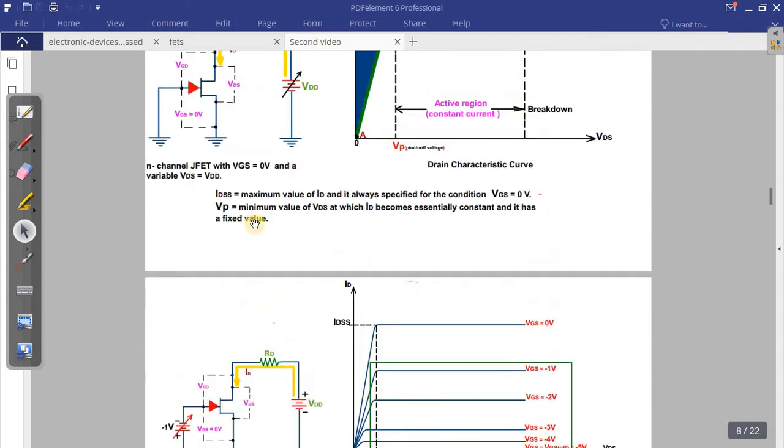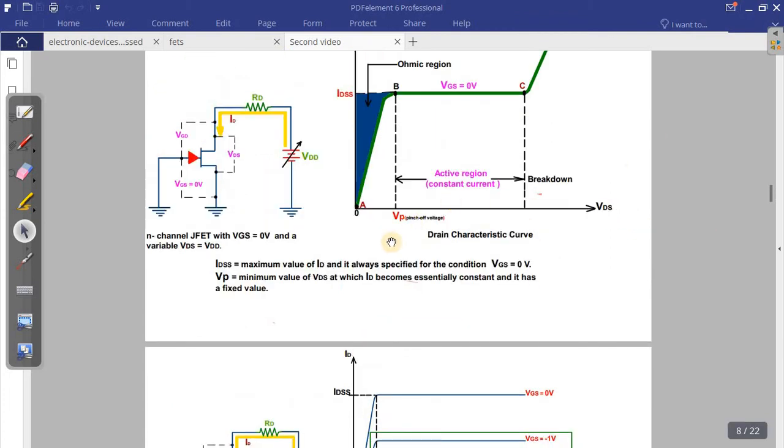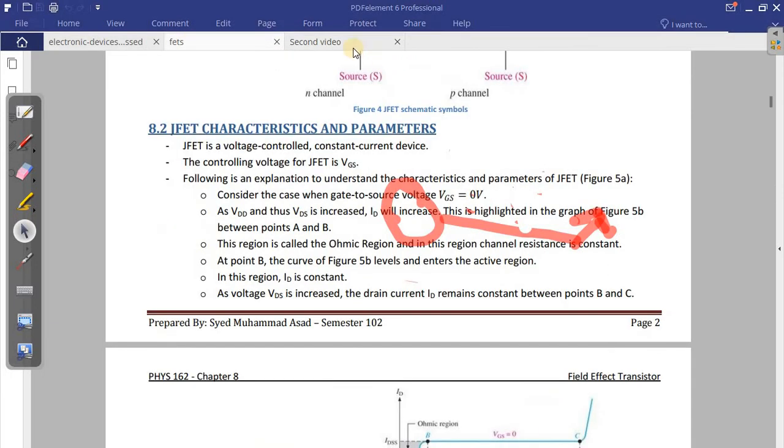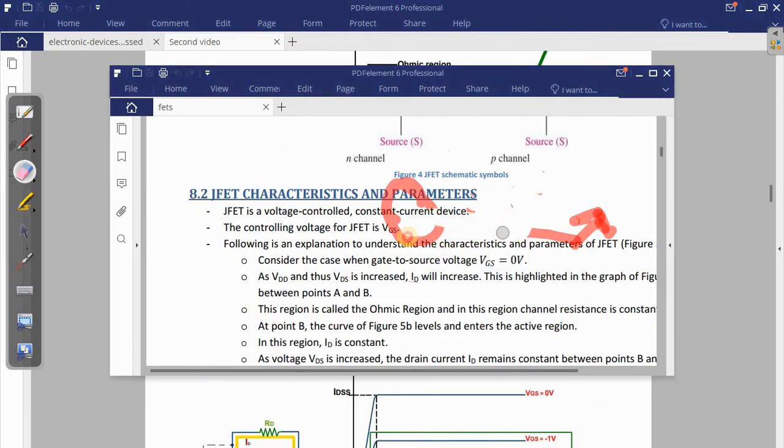I said that V pinch is the minimum value of VDS at which ID becomes constant. It's the minimum value, so V pinch is part of the scale of VDS. Like me having 2, let's say I have 0.2 here, 0.3 here, but in this case we don't have it, so we have only one scale here, which is V pinch off. So I can say VDS is equal to V pinch.